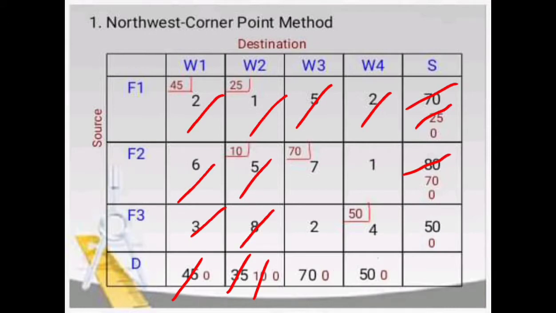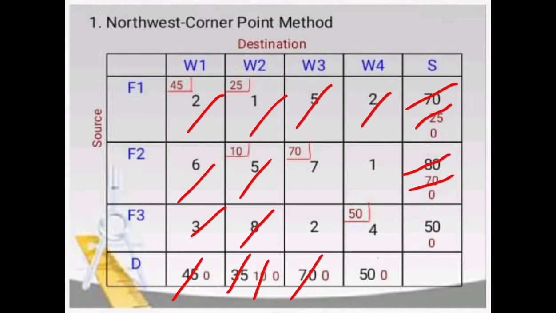Next, we have four cells remaining. So find again the northwest corner, and this is the northwest corner. From the supply, we have 70 remaining, and from the demand, we also have 70. Because it has the same value, we will allocate 70 here, and then cancel out 70 from both.